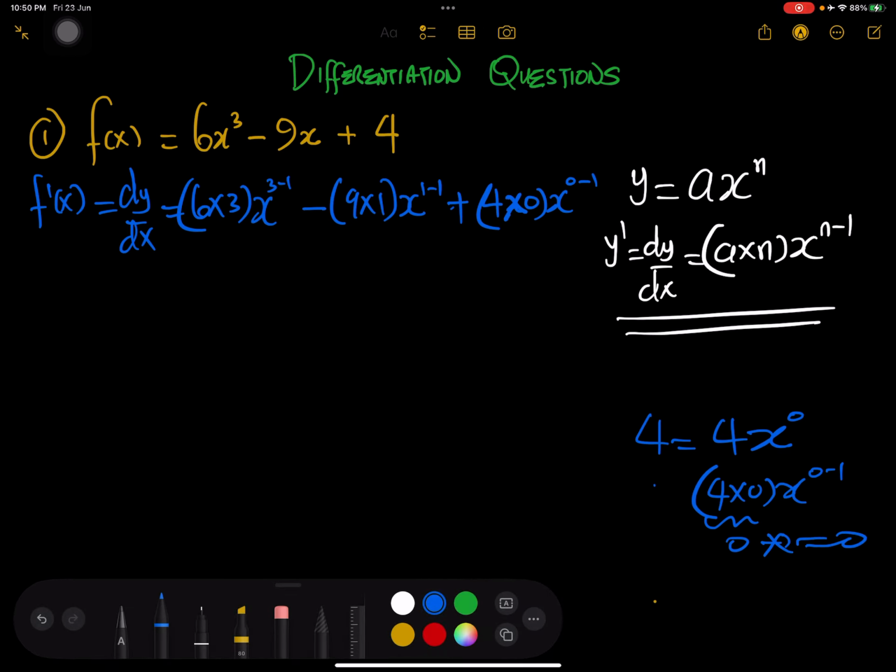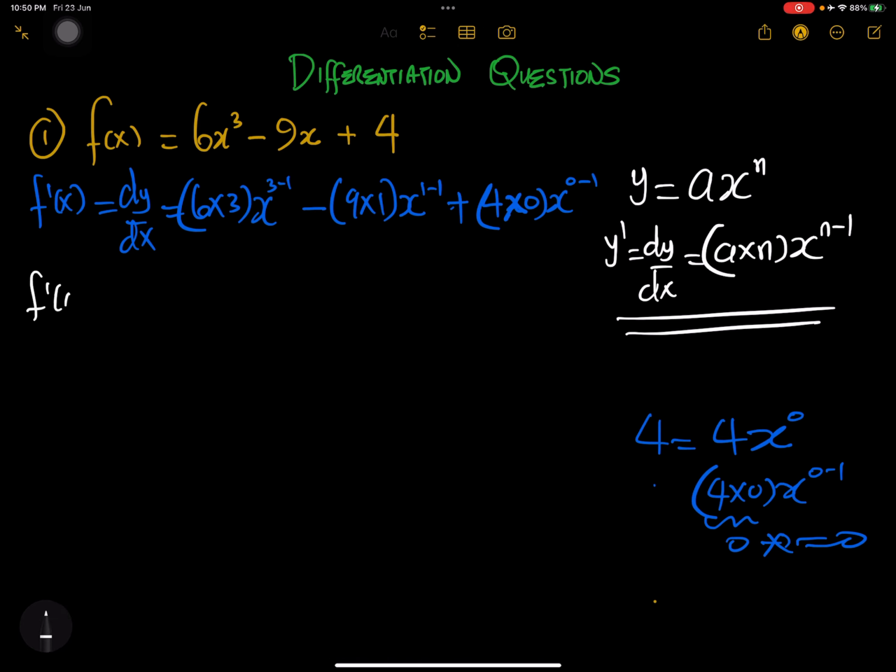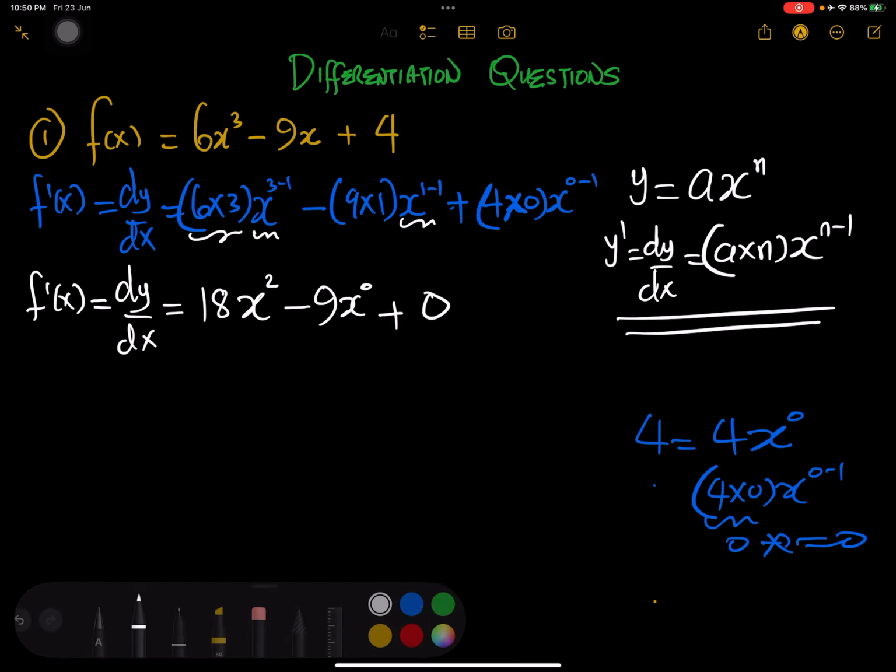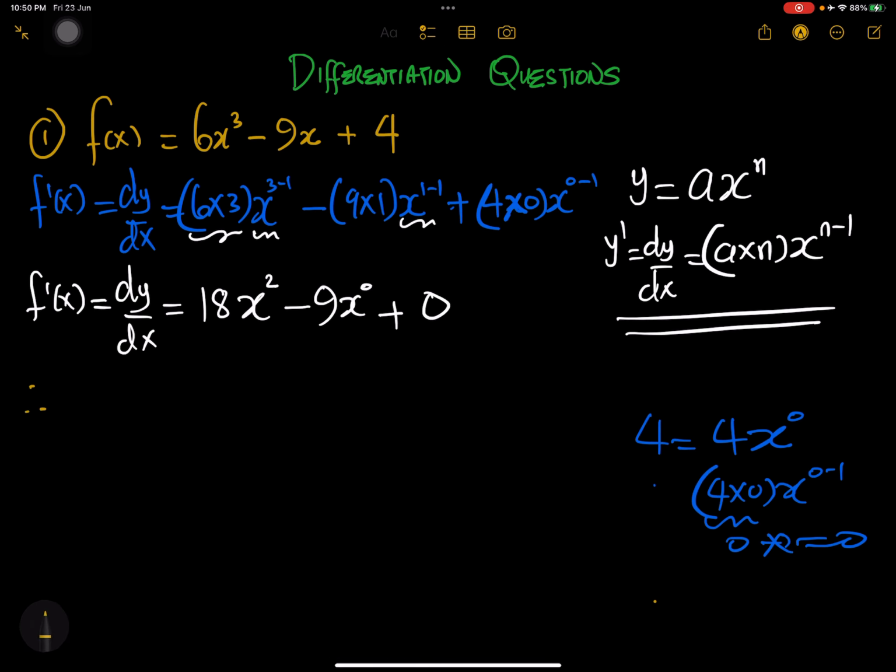So we continue by having f prime of x, which is equal to dy dx, is going to give us 18, and then x to the power of 2. Minus, we're going to get 9 multiplied by x to the power 0, plus 0. Now, therefore, our f prime of x, which is dy dx, is going to be 18x squared minus 9. Because we know x to the power 0 is 1. So that's how come we get 9. And then the 0 goes away.